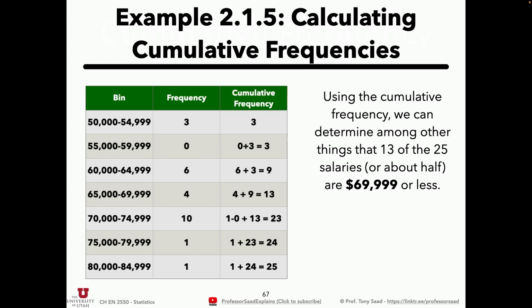What this means is that there are 9 members of this array, 9 subjects, 9 people with salaries less than 64,999. Okay, so that's what this is measuring. Saying, okay, how many people are below this bin, and so on and so forth.